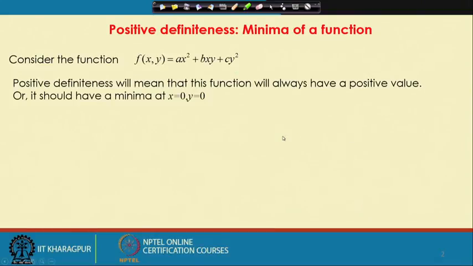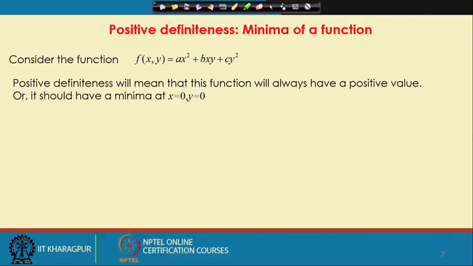So, let us consider a function of x and y, a general quadratic function of x and y. F(x, y) is equal to x square plus b x y plus c y square, and it does not have any other constant in this function. So, it entirely varies with x and y, and we try to find out what the minima of this function is. Why is the minima important? Because if we say that this function is positive definite, then definitely this function is positive, that means it will always have a positive value.